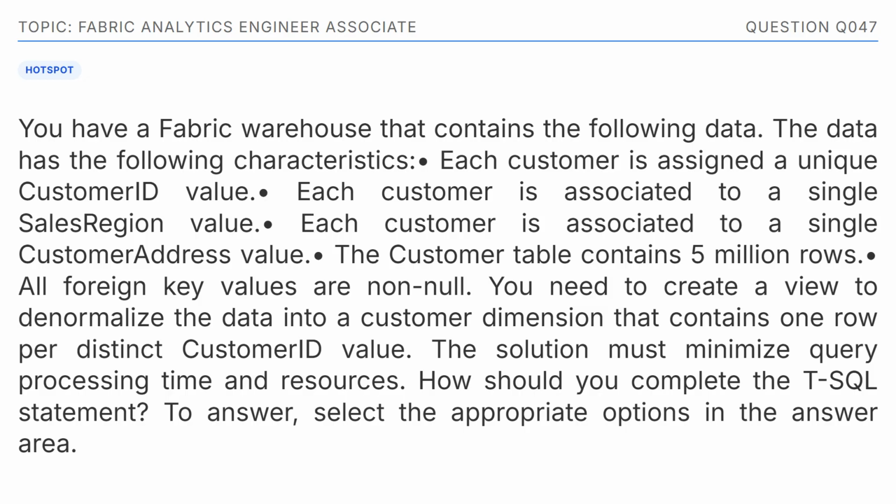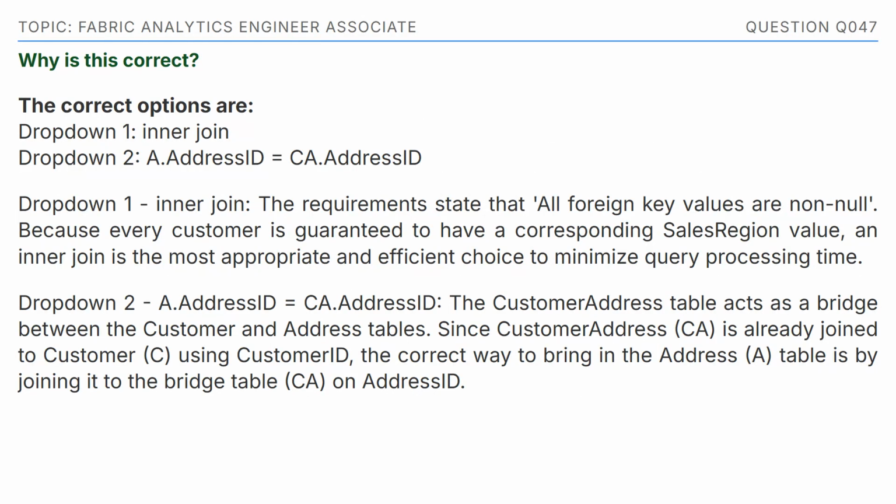You need to create a view to denormalize the data into a customer dimension that contains one row per distinct customer ID value. The solution must minimize query processing time and resources. How should you complete the T-SQL statement? To answer, select the appropriate options in the answer area. Pause the video, choose your answer from the drop-down, and let's review the explanation. The correct options are drop-down 1, inner join; drop-down 2, a.address ID equals ca.address ID.